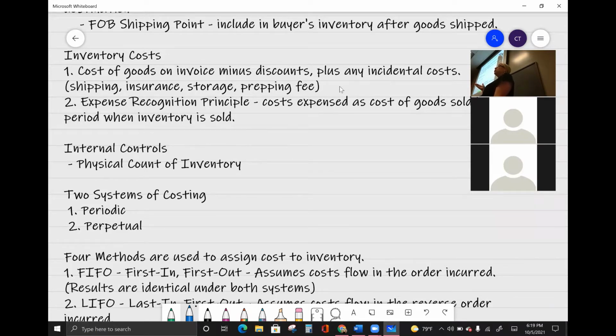So that 2/10, 2% 10, if I pay it in 10 days, I get that 2% discount. That will decrease my cost. So different companies keep track of it different ways. One is to reduce that inventory. Sometimes you can keep it in a separate account if you want to track that, but it reduces my cost regardless of where it sits.